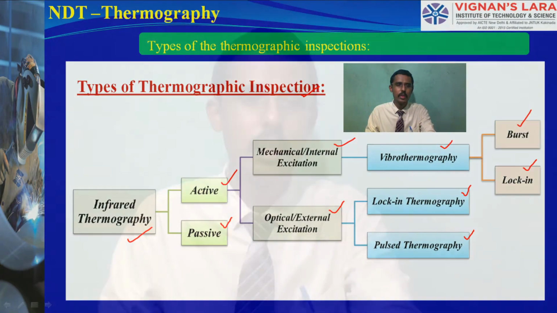In today's class, we have given some introduction regarding thermography, about thermal radiography and spectrums, what we have seen, and the principles, how it is working. We have divided infrared thermography into various subcategories: active methods, passive methods, and vibrothermography, burst mode, lock-in modes. We have given some classifications, and these classifications we have to go through one by one. We will see.